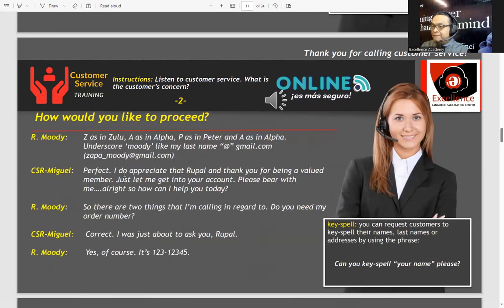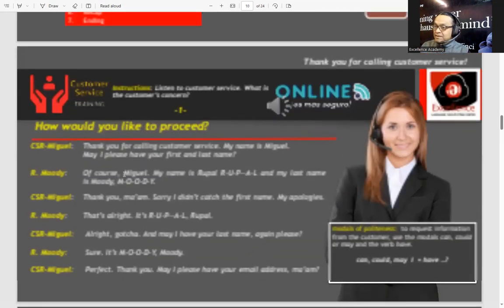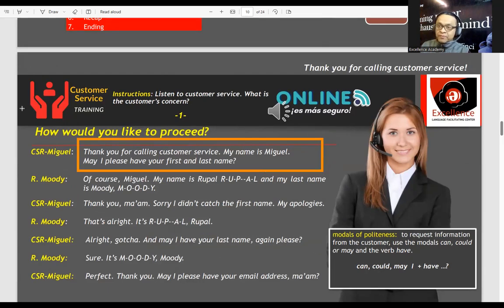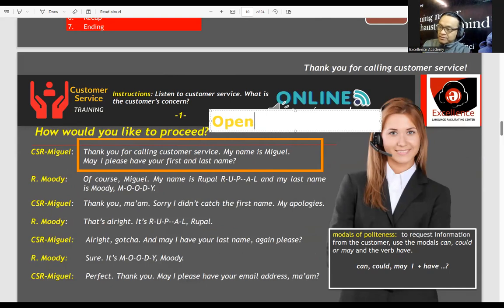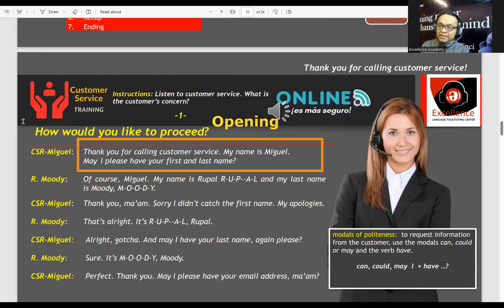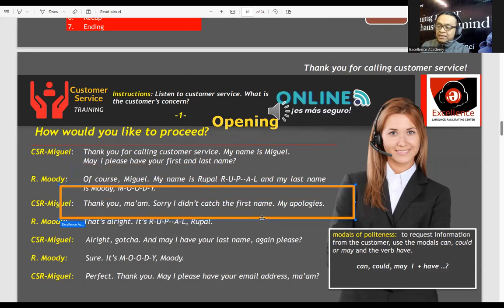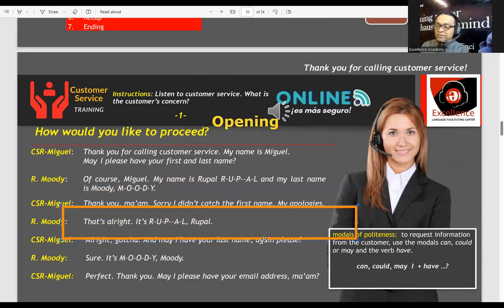Let's start from the beginning. Over here at the beginning of the call, we have the opening statement that the agent uses where he introduces himself. Then the customer proceeds to provide her information, her name. Then the agent says, thank you, ma'am. Sorry, I didn't catch it. My apologies. So he's requesting the information.